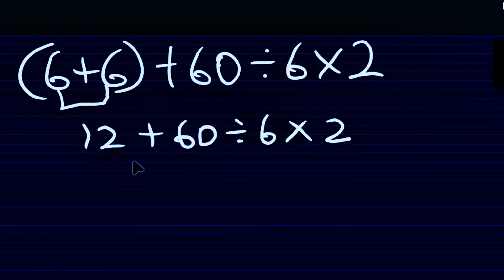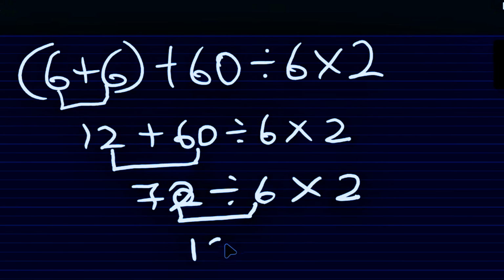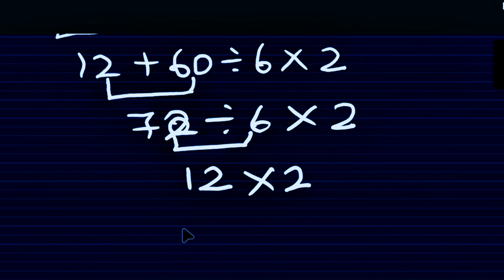Okay, now in their next step, they added these two together. 12 plus 60 equals 72, divided by 6 times 2. Now in their next step, they divided 72 by 6, and 72 divided by 6 equals 12 times 2. Now 12 times 2 equals 24, but this is totally wrong.